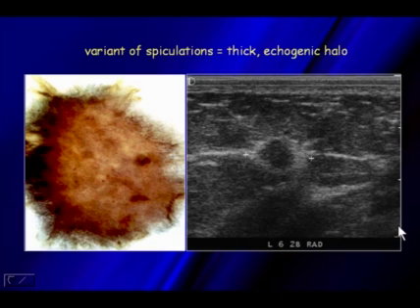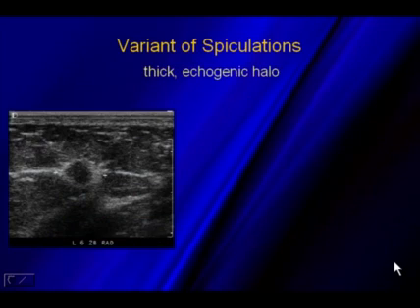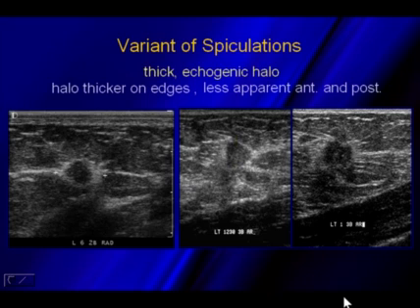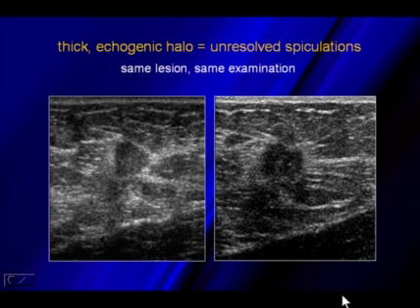A variation of spiculations is what we refer to as the thick echogenic halo that you can see surrounding this lesion. Now, one thing that we'll notice is the thick echogenic halo a lot of times will appear to be thicker on the edges than it is on the anterior and posterior surface. So usually it's thicker on the edges than it is anteriorly and posteriorly.